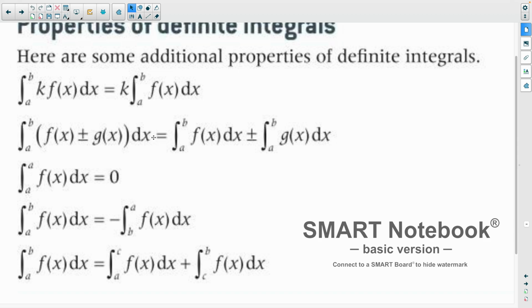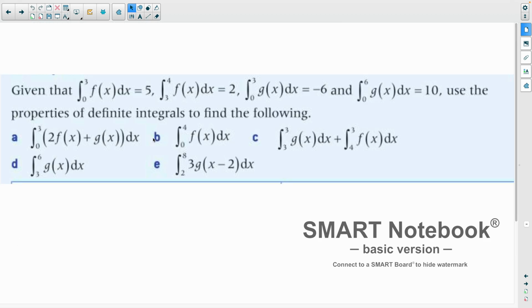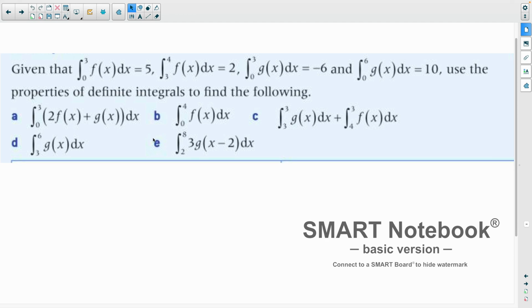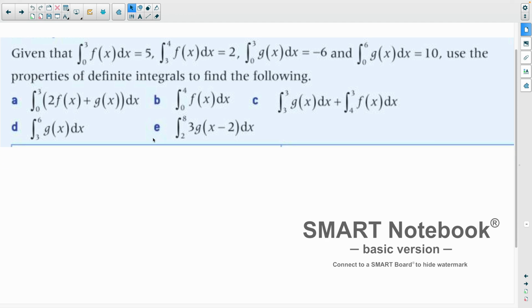All right? So I had you before, as a warm-up, write these down. Now we're going to work through these and we're going to use these properties. Okay? All right. So the first one, I have f of x. Actually, let me go up here. I have f of x and I'm going from 0 to 3. So on that definite integral, my answer is 5.